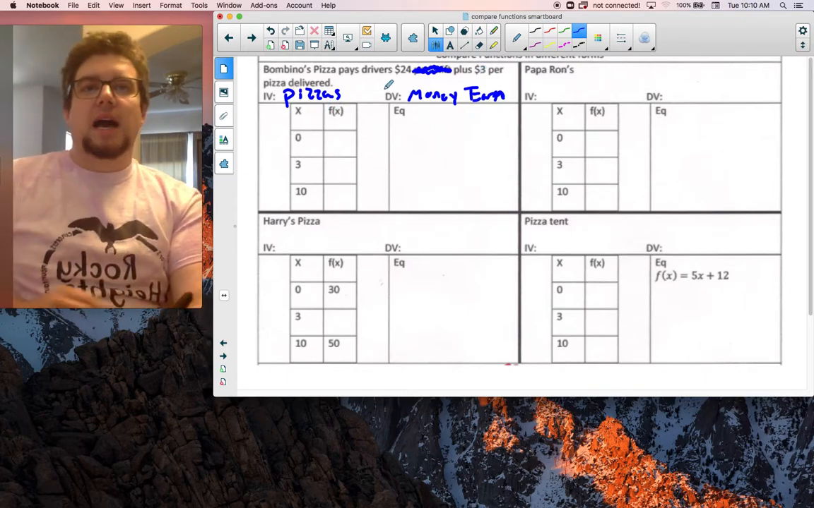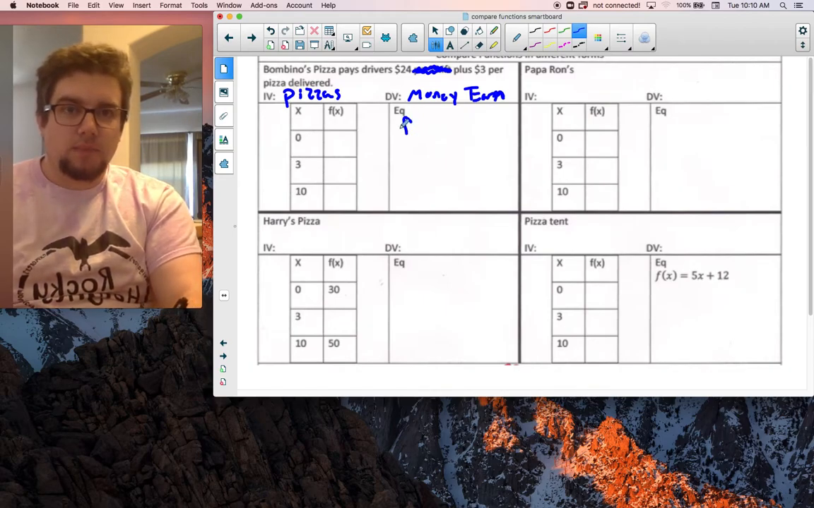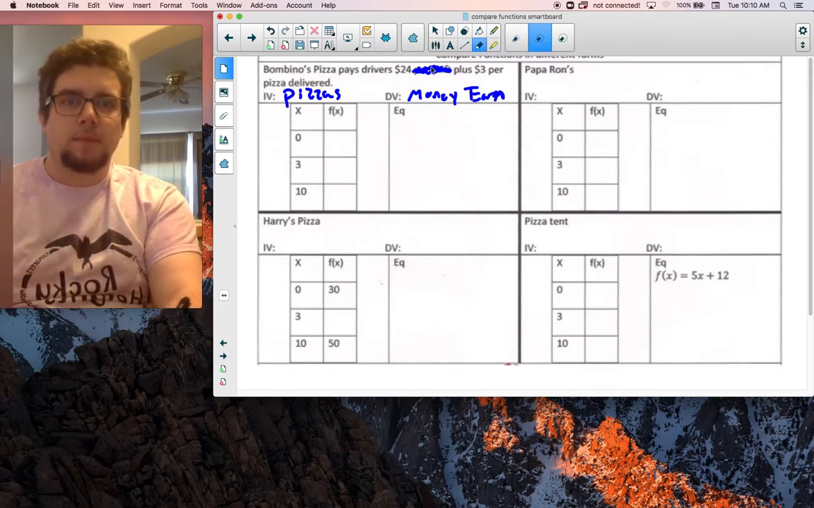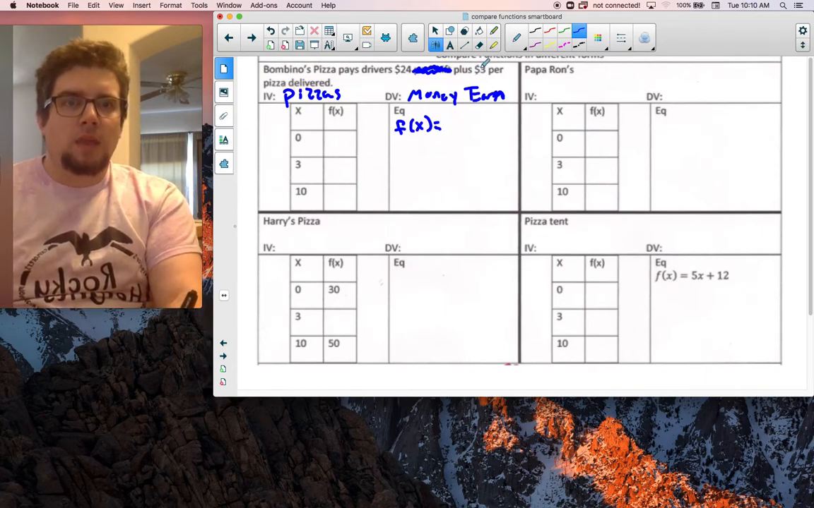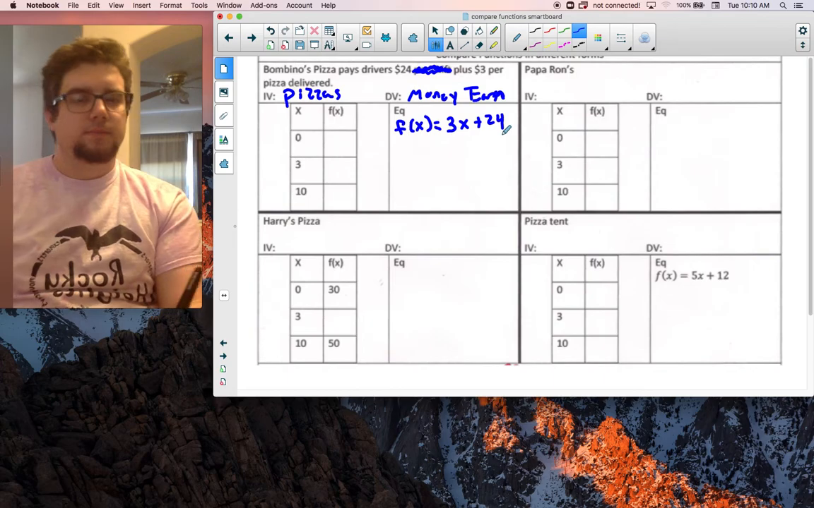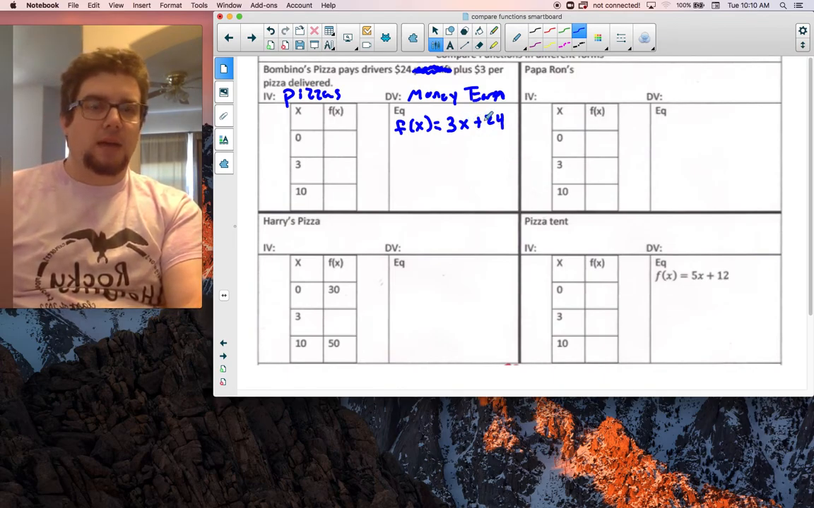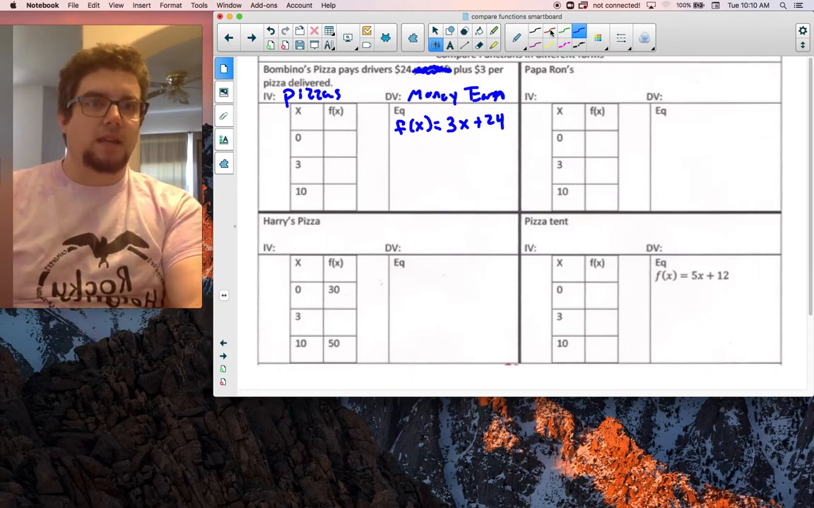So the next thing that I would probably do is build the equation because we have it right here from words. So our equation, f of x, I need to write that smaller because I don't have enough space. f of x, the 3, since it's the independent variable, goes 3x plus 24. So I get $3 for every pizza, and we're going to have $24 right on top of that, regardless of how many pizzas I end up delivering.